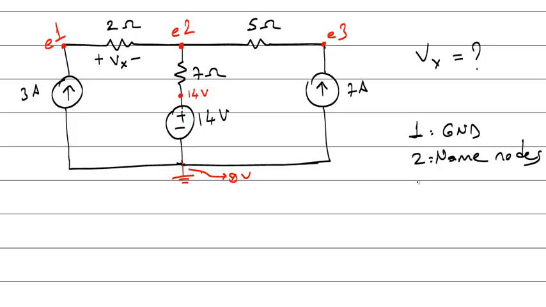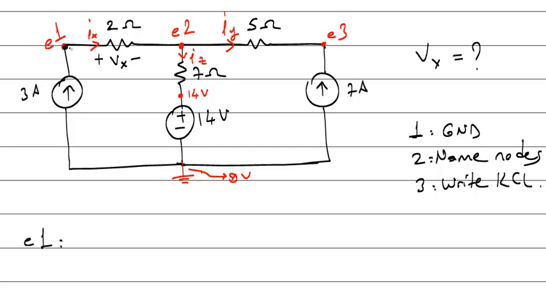Then the third step is write KCL equations on unknown nodes. Okay, not on all nodes, but only unknown nodes. So there is only one unknown node in this circuit. Sorry, there are 3 unknown nodes. The KCL equation on E1. But let me define some currents. Let me say this is Ix. This is Iy. This is Iz.